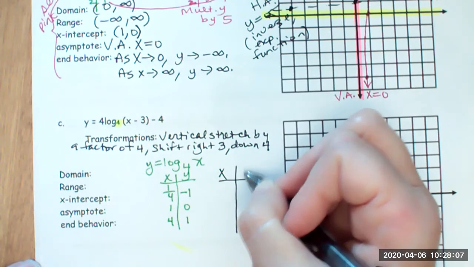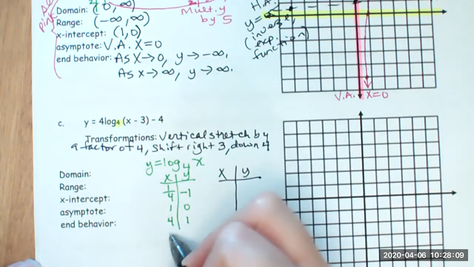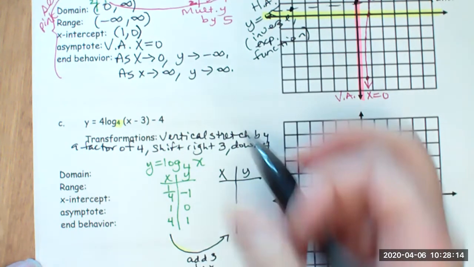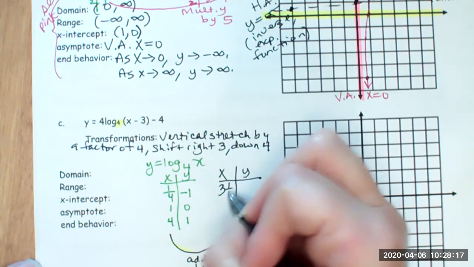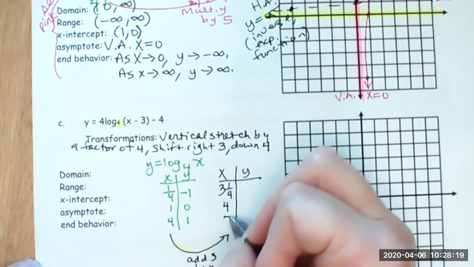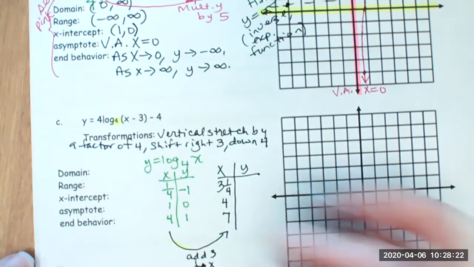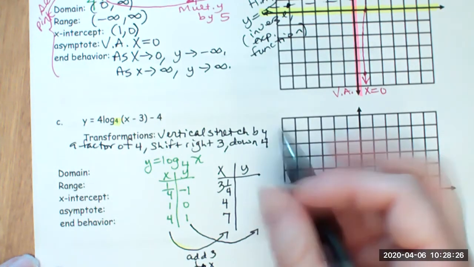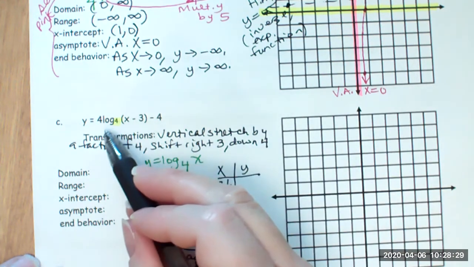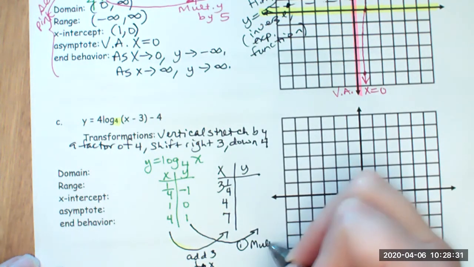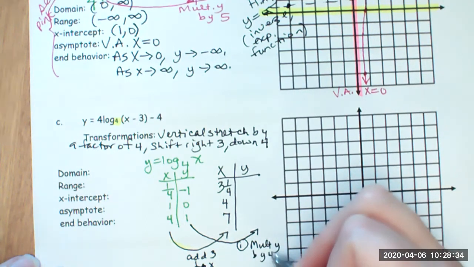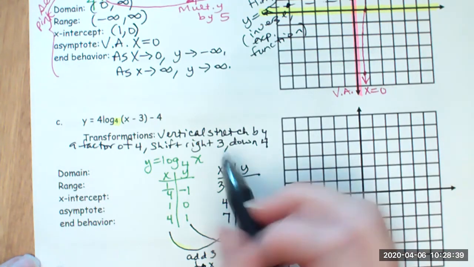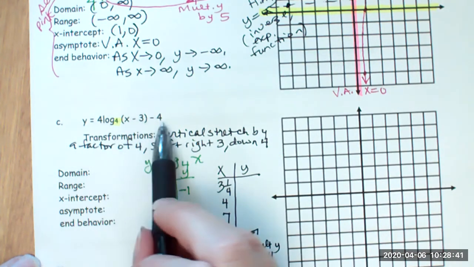right? So we're shifting right 3. So of course we know that means we're going to add 3 to x, all right? So we're going to get 3 and 1/4, 4 and 7. And then for y, remember multiplication comes before subtraction. So we're first going to multiply y by 4, and then we're going to subtract 4, right? Multiply y by 4, subtract 4.